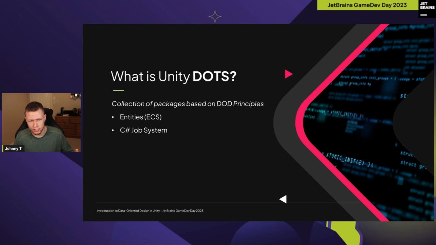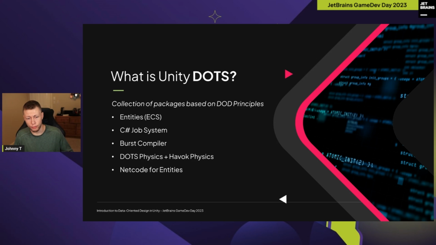But we also have the C# job system, the burst compiler. There is their own new physics library, and there's also the Havok physics, because they recently partnered with Havok, and you can now do that through Unity DOTS. They have Netcode for Entities, which is the data-oriented design multiplayer, which has been super nice. And there are more than these things.